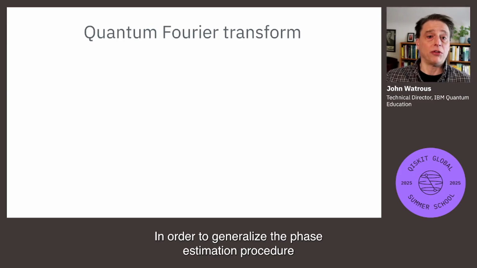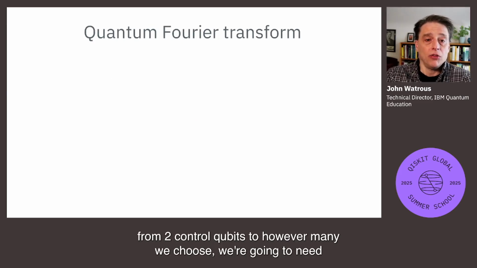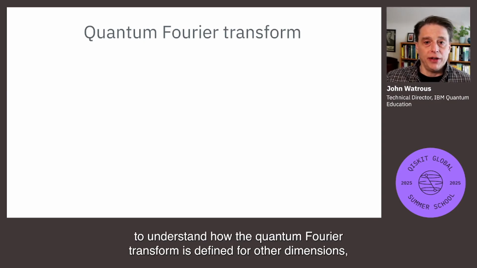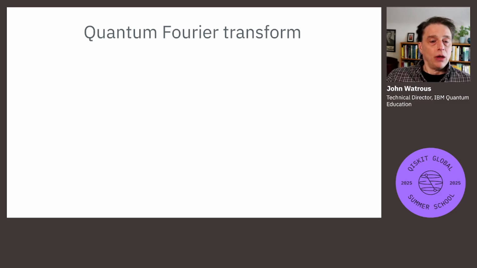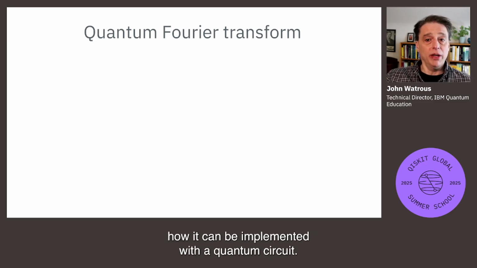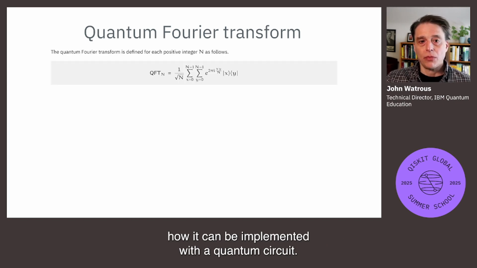In order to generalize the phase estimation procedure from two control qubits to however many we choose, we're going to need to understand how the quantum Fourier transform is defined for other dimensions. And we're also going to need to discuss how it can be implemented with a quantum circuit.